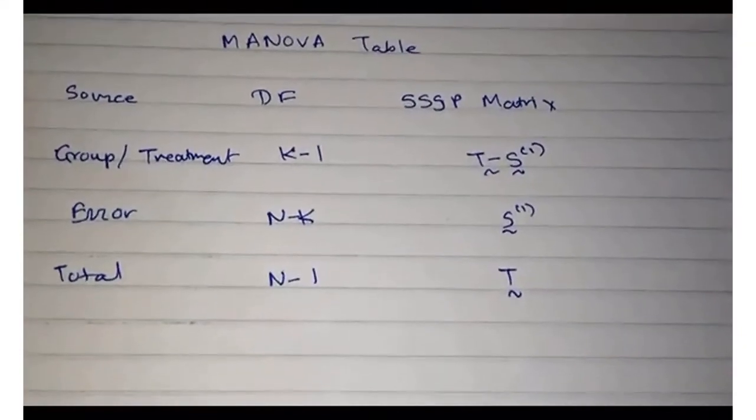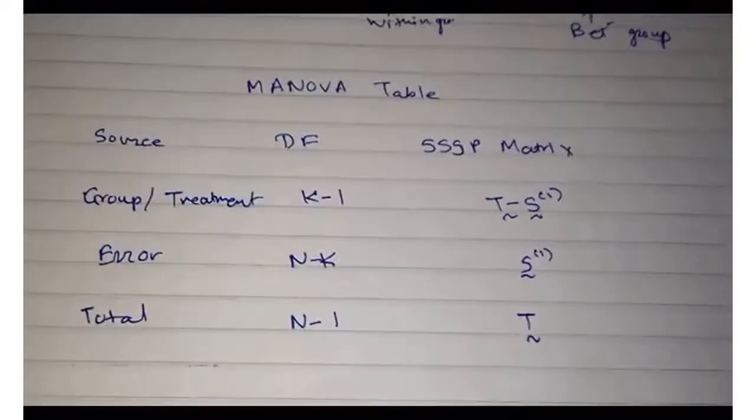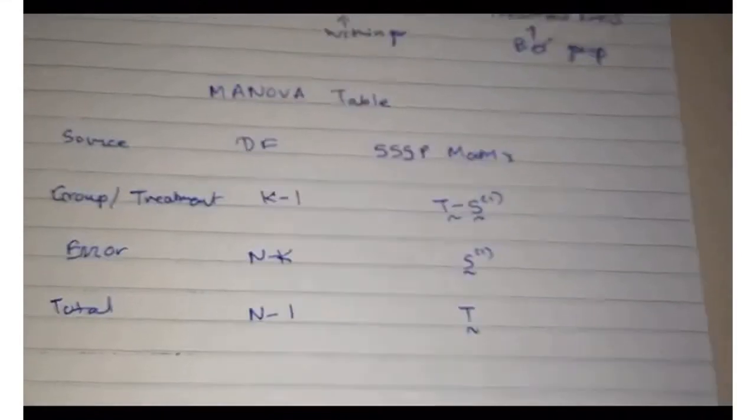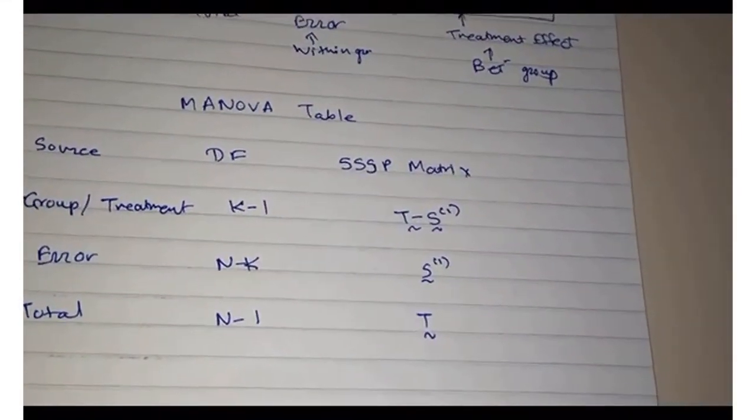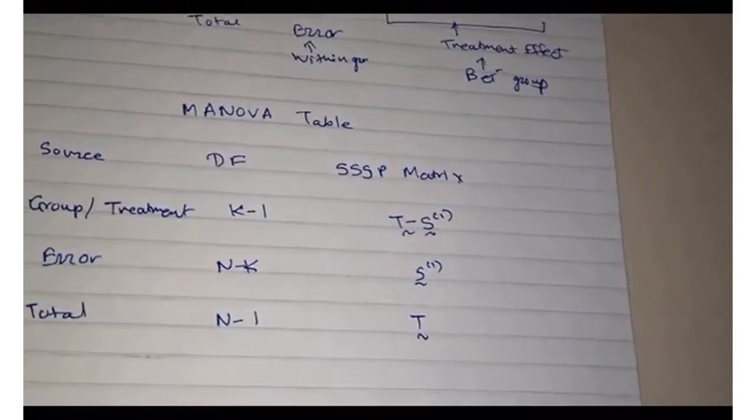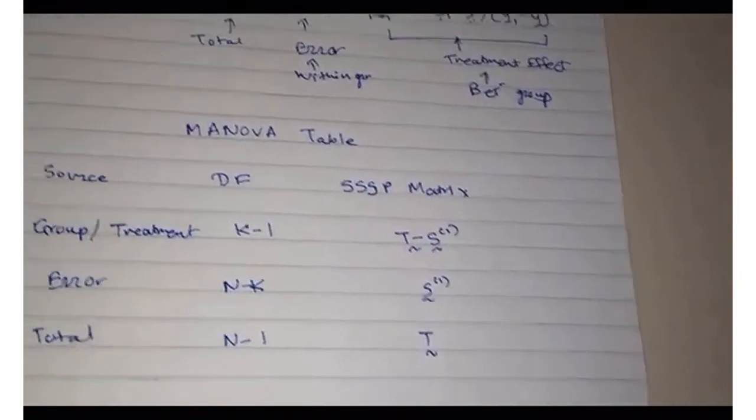The test statistic, actually the exact distribution of the test statistic is quite complicated. It turns out to be product of independent beta random variables with some degrees of freedom. So we won't go into that. But we have some approximations.